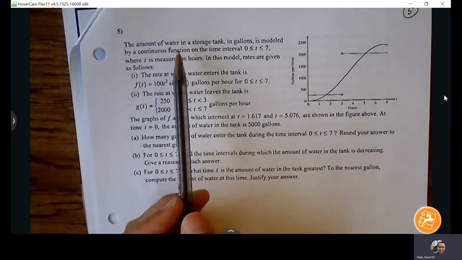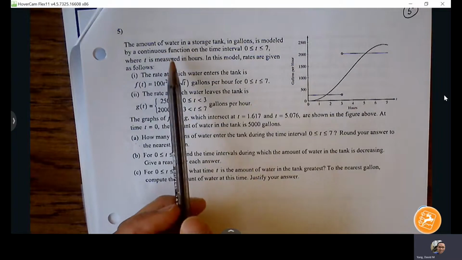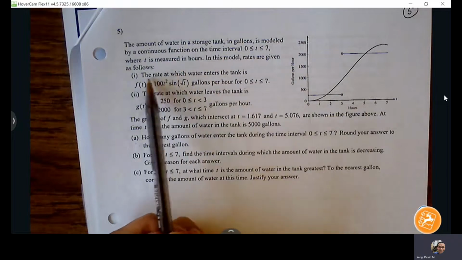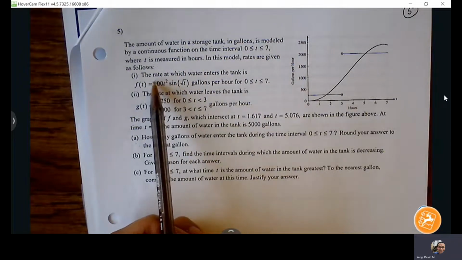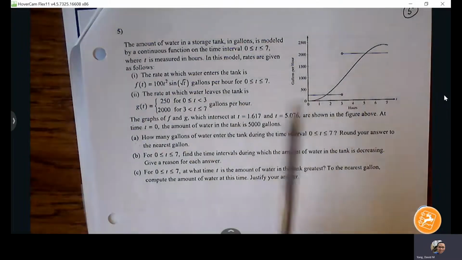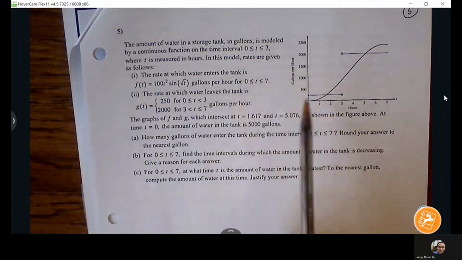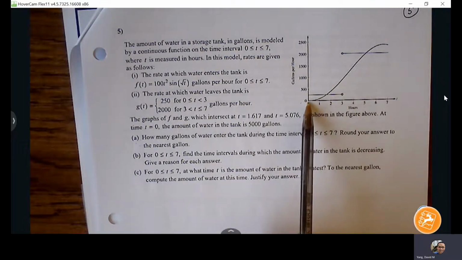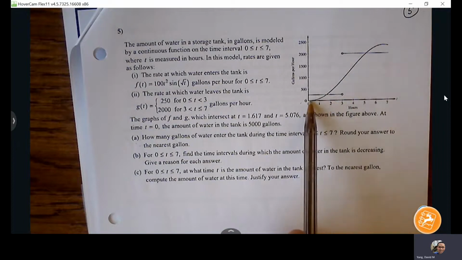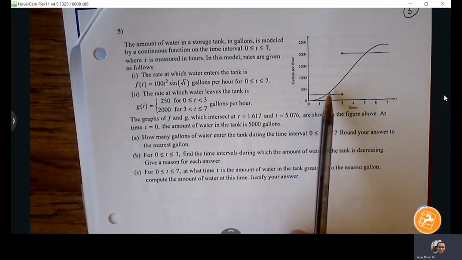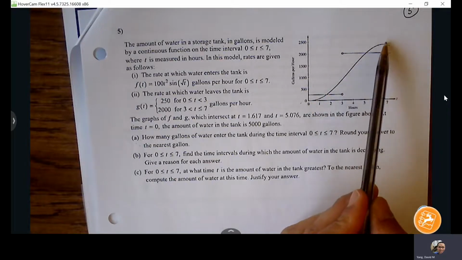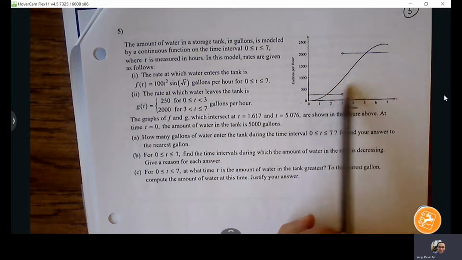The amount of water in the storage tank in gallons is modeled by a continuous function on the time interval from 0 to 7 hours, where t is measured in hours. In this model, rates are given as follows. Number 1, the rate at which water enters the tank is f of t. We see the rate is increasing over the course of this time period, right? Initially, there's not much water being let in, but then it rises to 500 gallons per hour, 1,500 gallons per hour, close to 2,500 gallons per hour over this course of 7 hours.